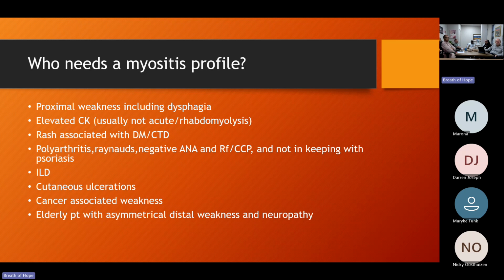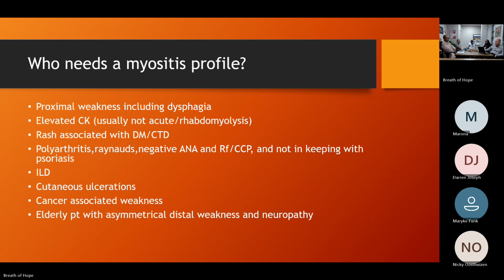So who needs a myositis profile? Obviously, a patient who's got proximal muscle weakness. This is the most common presentation that we will see. But don't forget patients who present with dysphagia. Dysphagia is a very common complication of myositis, and a lot of the patients often don't mention it to you, so do ask them about that.